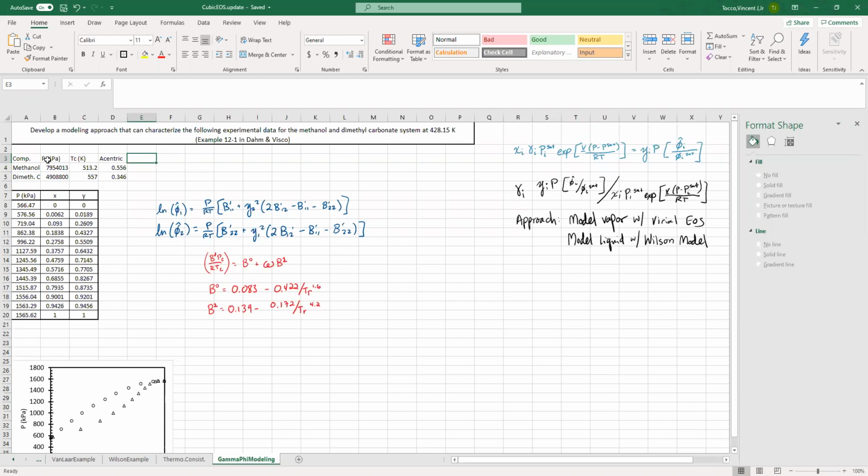Sorry about that. I've looked up the critical pressure, critical temperature, and the acentric factor for methanol and dimethyl carbonate. For methanol, the critical temperature and pressure come from the Felder, Rousseau, and Bullard textbook. I had to look up online what the acentric factor was. For dimethyl carbonate, I was able to find a literature paper that had the entire equation of state. It's called Thermodynamic Properties of Dimethyl Carbonate by Zhao, Wu, and Lemon.